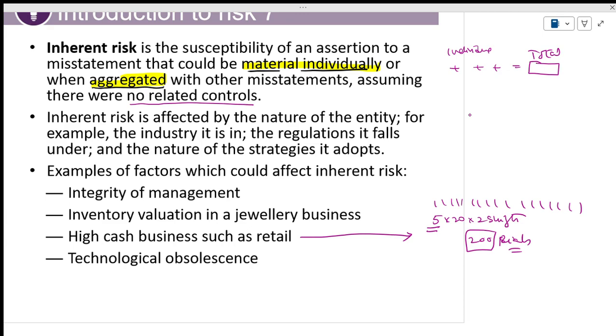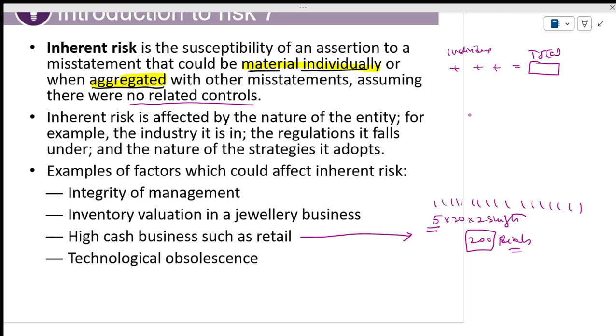Is it right? High cash business such as retail. Next, inventory valuation in the jewelry business. If you take the jewelry business, every piece of jewelry has its own uniqueness. We cannot say that if we go on making some miscalculations in one piece, it will not be accounted for; in the end it will be a huge amount. Huge material. It is materiality.